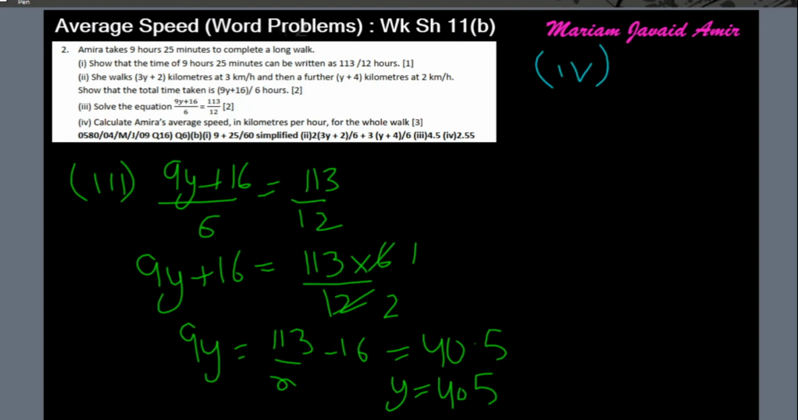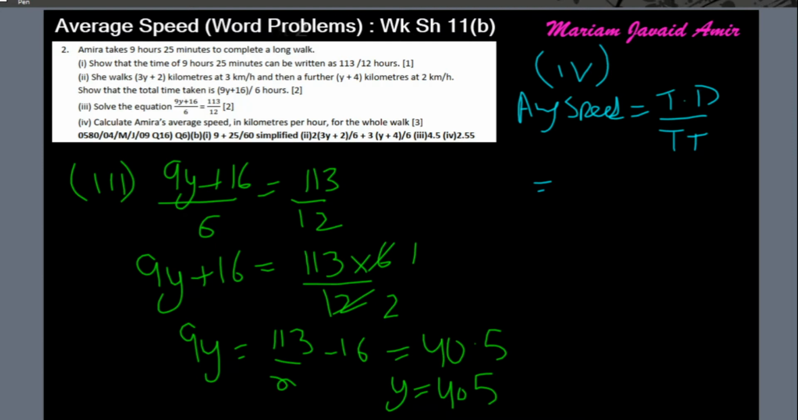Calculate Emilia's average speed in kilometers per hour for the whole walk. So we need her average speed in kilometers per hour for the whole walk. What is the formula for average speed? Average speed is total distance over total time. So do we have her total distance?